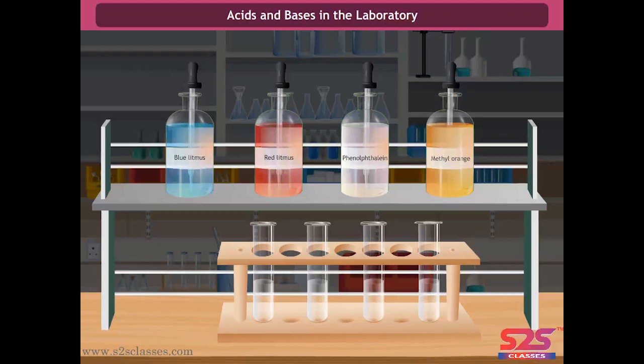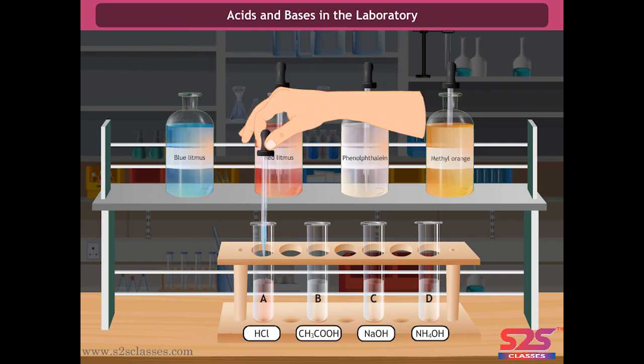Acids and bases in the laboratory. Let us understand it with the help of an activity. Take 4 test tubes and label them as A, B, C and D. Take 5 milliliter of hydrochloric acid, acetic acid, sodium hydroxide and ammonium hydroxide respectively. Add 2 to 3 drops blue litmus solution in each test tube.